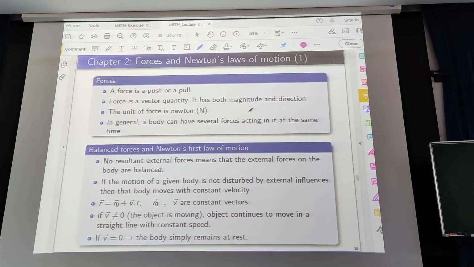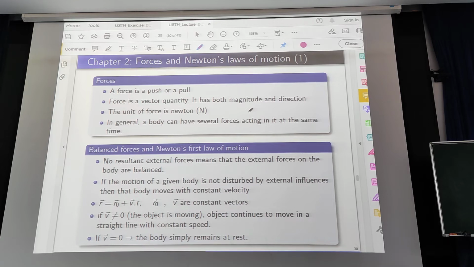In the general case, an object can be acted on by many types of force at the same time. For example, I'm standing here. There is a gravitational force, and the normal reaction of the floor on my body. I will introduce the forces in everyday life later.